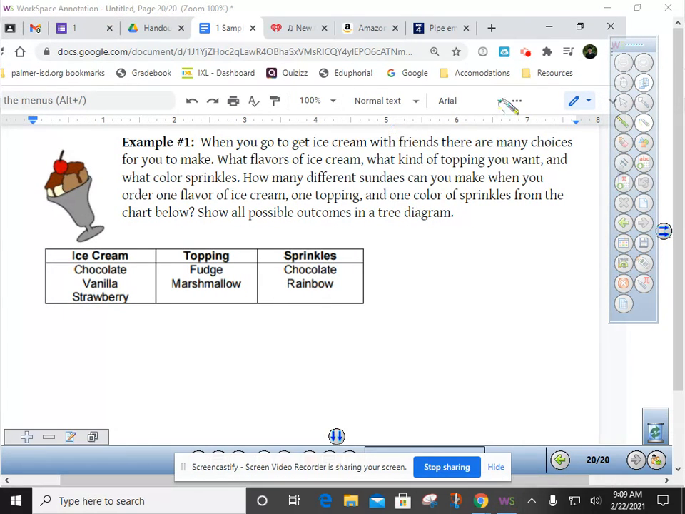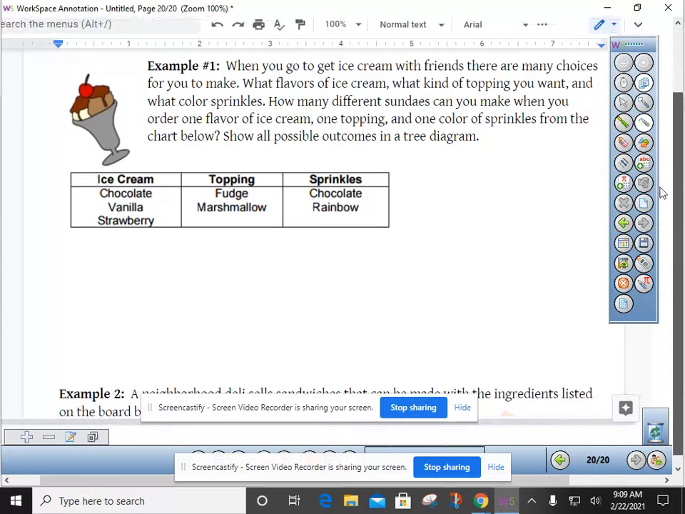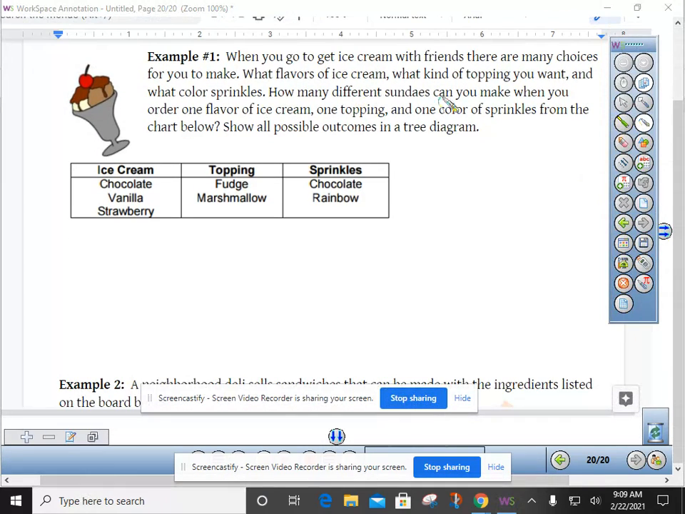What flavors of ice cream, what kind of topping you want, and what color sprinkles, because everybody needs sprinkles, right? How many different sundaes can you make when you order one flavor of ice cream, one topping, and one color of sprinkles from the chart below? Show all possible outcomes in a tree diagram.